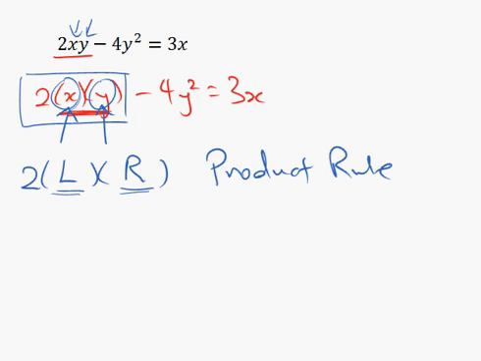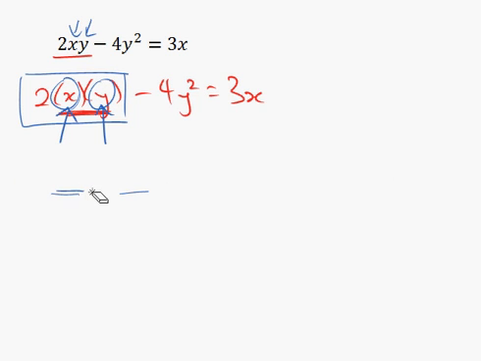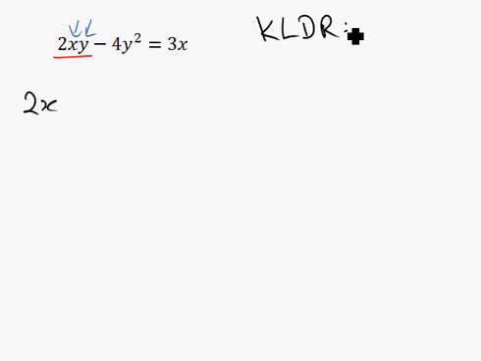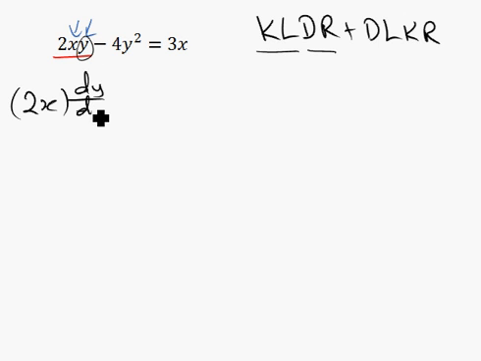Okay? So let's do the product rule for this question. Get rid of all this. Okay, product rule. What's the left side? The left side is 2x. In case you've forgotten, product rule is KL dR plus dL KR. So KL, keep my left side. This is my left side. Don't touch. Differentiate the right side. What's my right side? Y. When I differentiate y, I get dy dx. Do you remember?